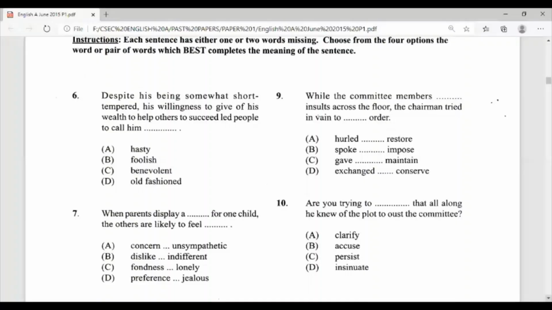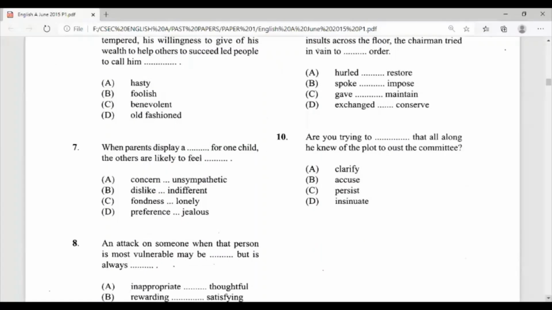Number 7, when parents display a blank for one child, the others are likely to feel. To display means to show. So if parents show something for one child, how will the others feel? Looking at our options, our best option would be D. Preference comes from the word prefer. So if parents show that they prefer one child over the others, then of course the others will feel jealous.